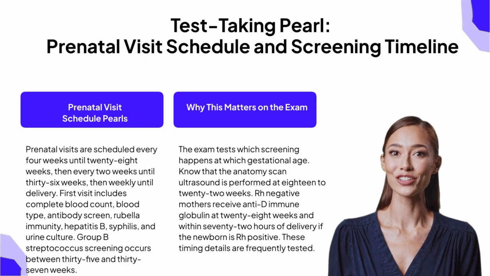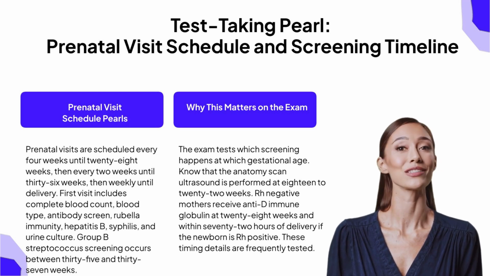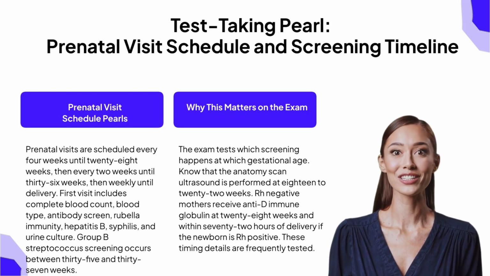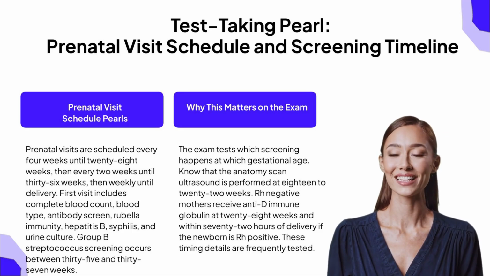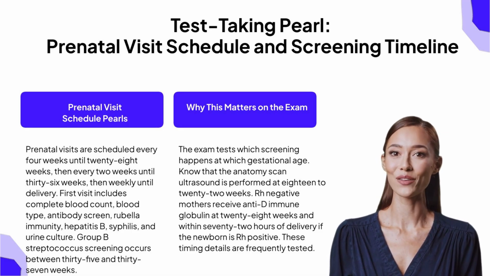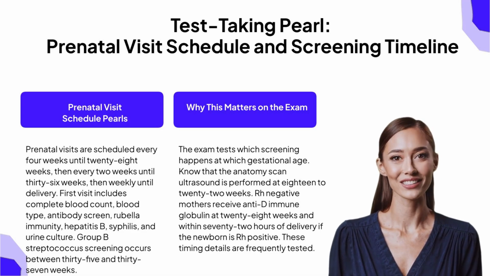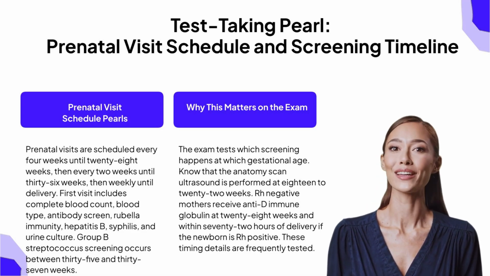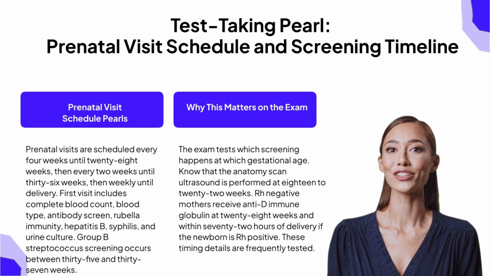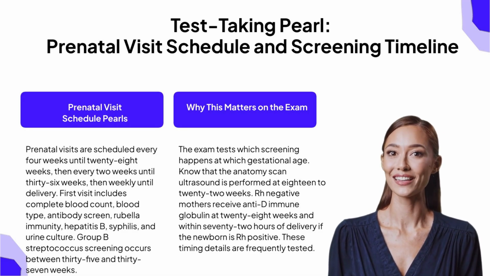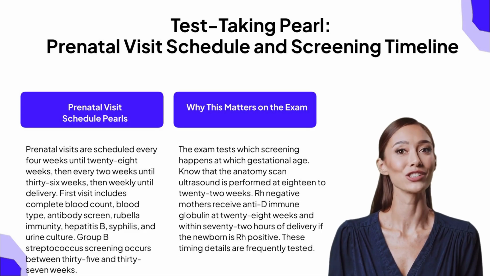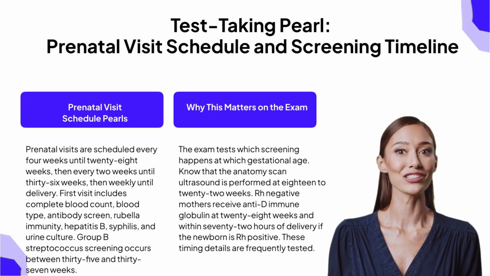Group B streptococcus screening is performed between 35 and 37 weeks. The anatomy scan ultrasound is performed between 18 and 22 weeks. For Rh-negative mothers, anti-D immune globulin is given at 28 weeks and within 72 hours after delivery if the newborn is Rh positive. The exam frequently tests which screening happens at which gestational age, so commit this timeline to memory.